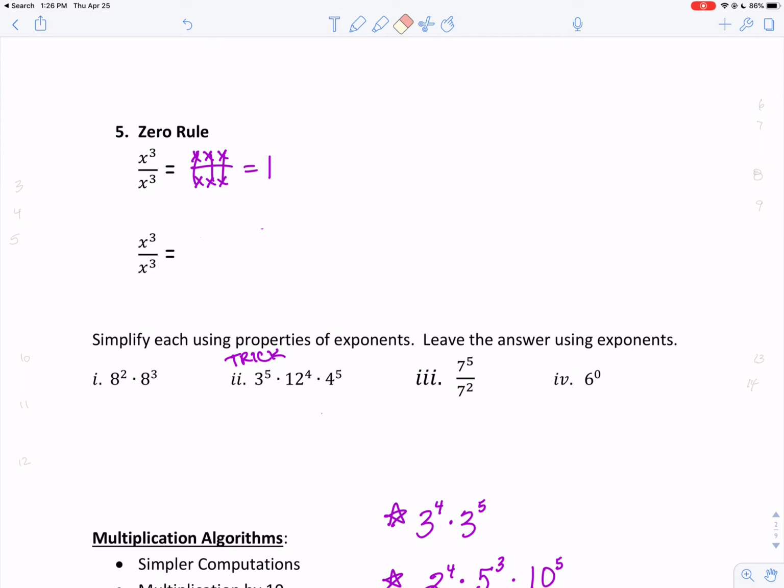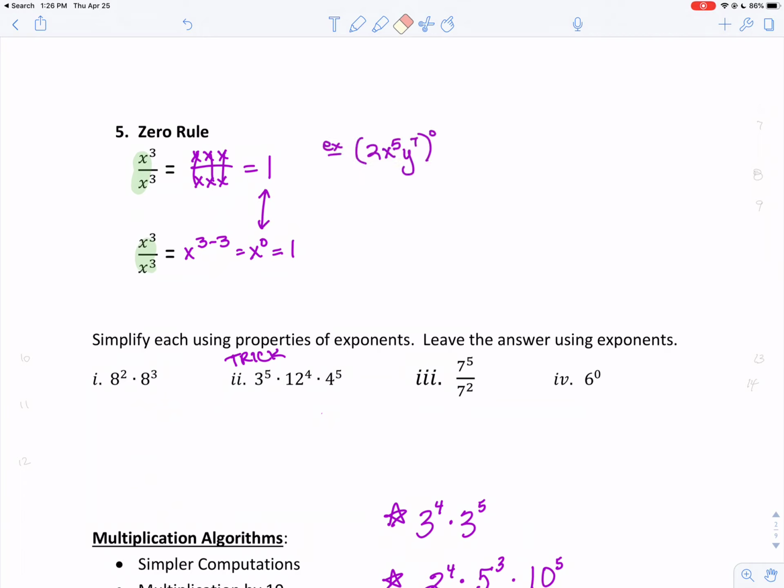Okay, now let's look at another way that we could solve that problem. X to the third over x to the third. Remember we said you subtract your exponents? So that would be x to the 3 minus 3, or x to the 0. So since I started off with the same thing, then my answers should be the same. So anything to the 0 power is just 1.